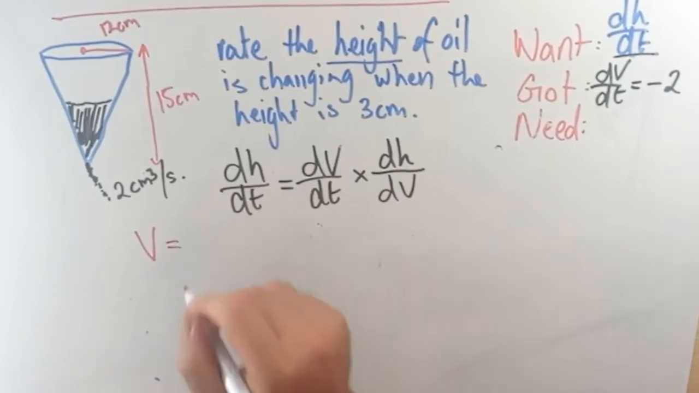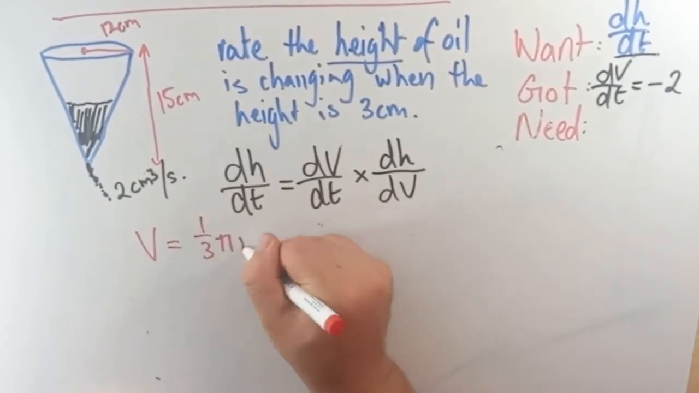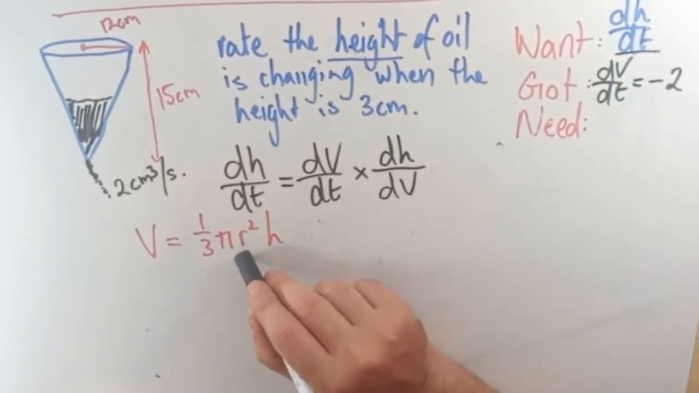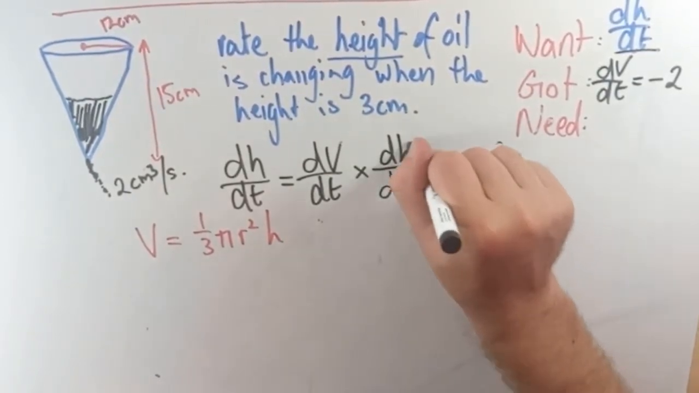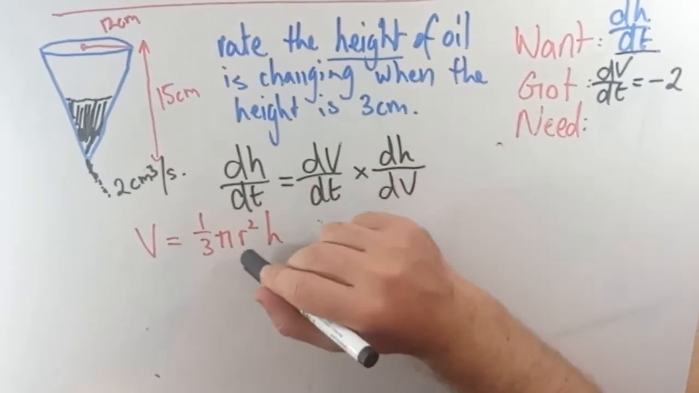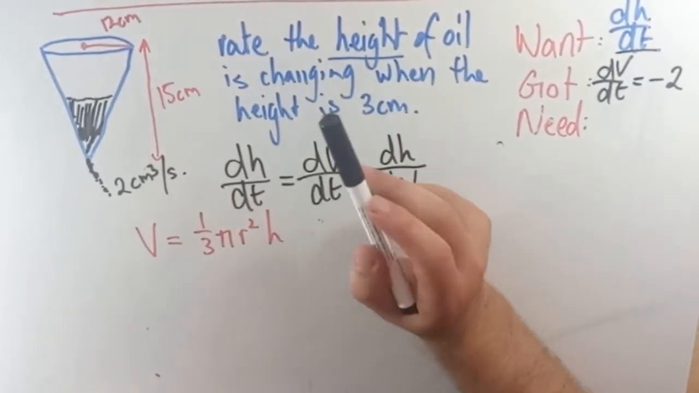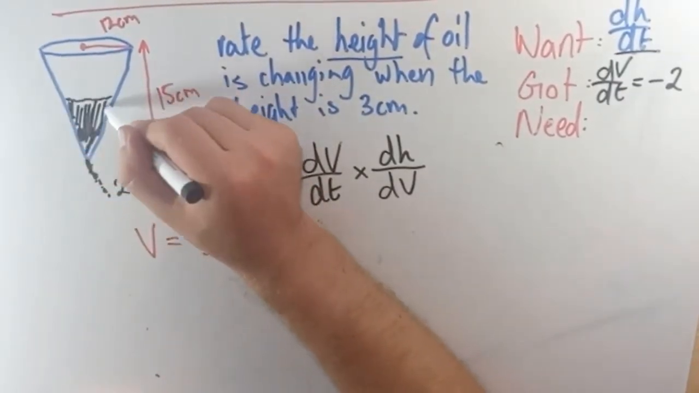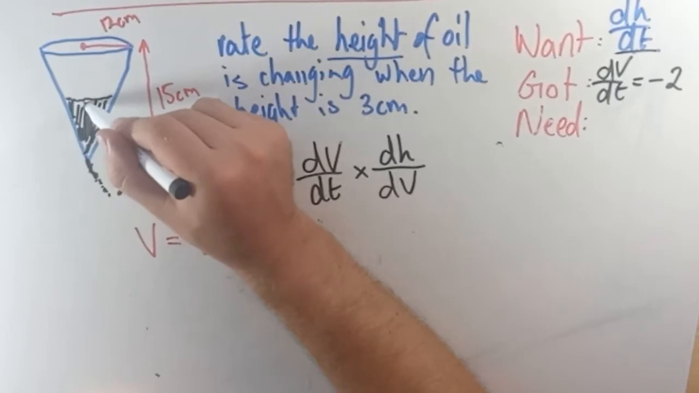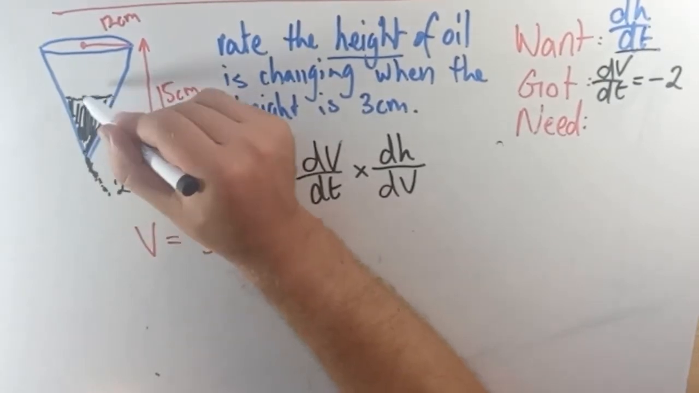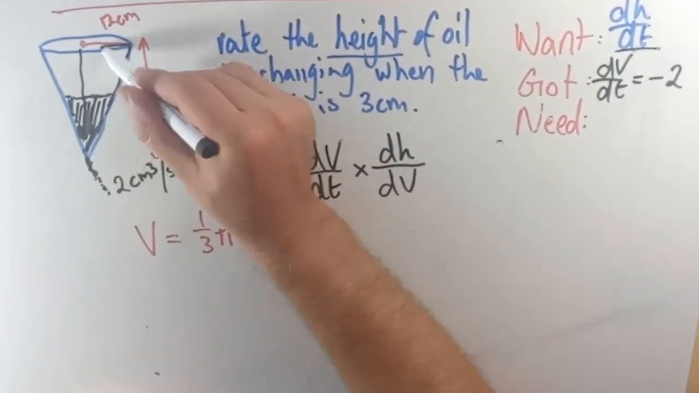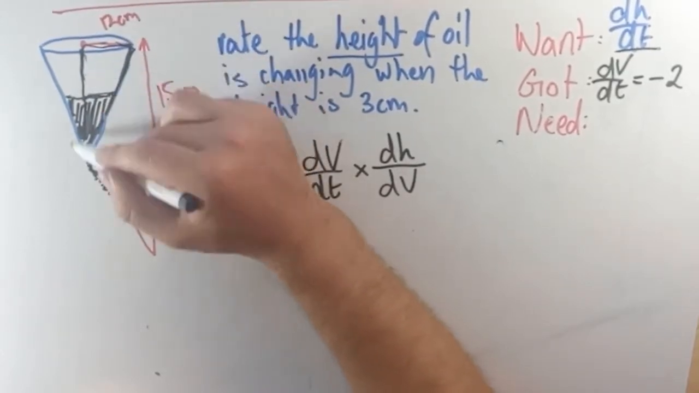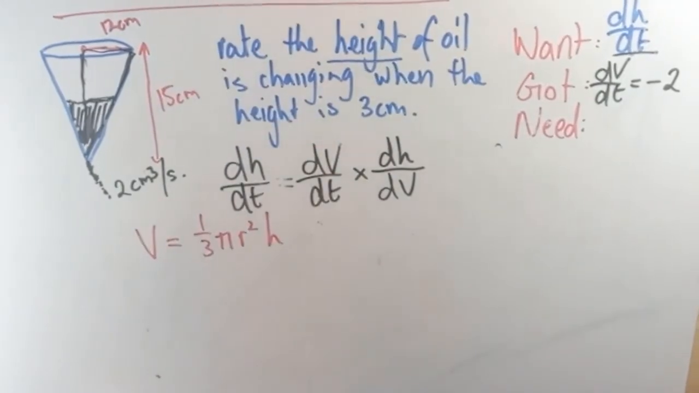Volume of the cone equals 1/3 pi r squared h. But this has another variable in it, r. We want it all in terms of h because we've got 2 variables here. Because the oil is always taking the shape of this cone, we're always going to have similar triangles here. This triangle and this triangle are going to be similar. So the big triangle and smaller triangle are similar triangles.